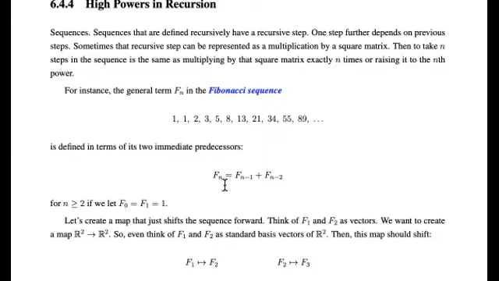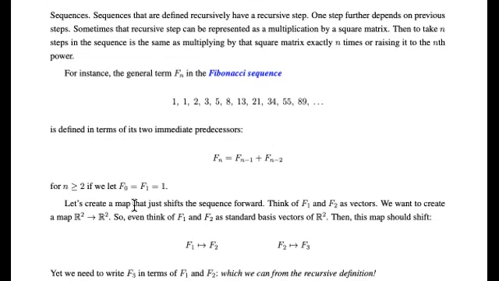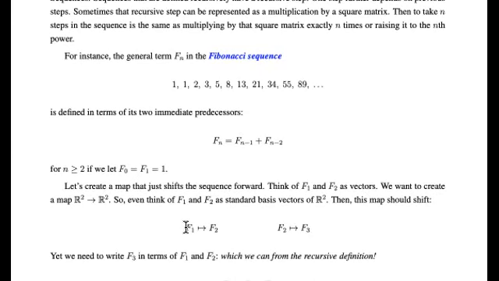First of all, how do we think about this in terms of a matrix? Well, we're taking the sum of the two previous things. We're going to create a map that shifts forward, that moves us forward in the sequence. Let's think of F1 and F2 as vectors, and create a map from R2 to R2. Even if we thought of these as standard basis vectors, the shift map should be something like this. F1 will end up at F2, and F2 will end up at F3.